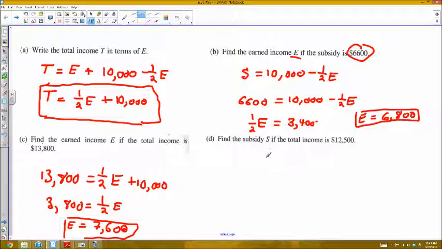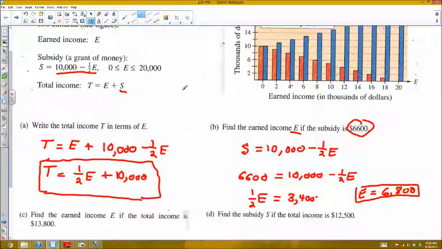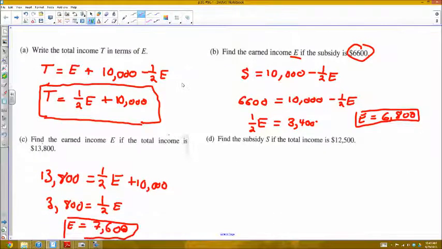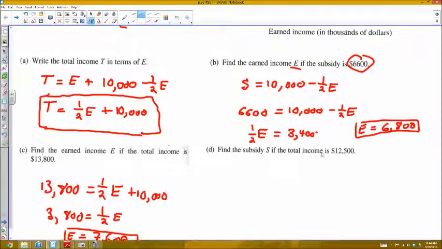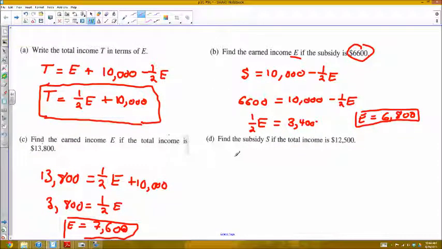It says find the subsidy if the total income is $12,500. Well, I'm not going to use this equation because it only relates total income and earned income. So I'm going to go back up to the top. Find the subsidy if the total income is $12,500. So far I only have subsidy in terms of earned income, so I'm going to first have to find what the earned income is and then plug that back into the subsidy equation. I know the equation which represents total income in terms of earned income is the one we found in part A. So I'm going to plug in total income and first find earned income.